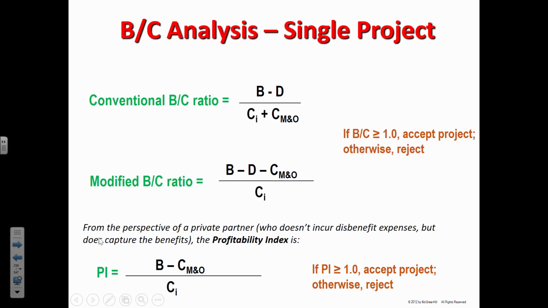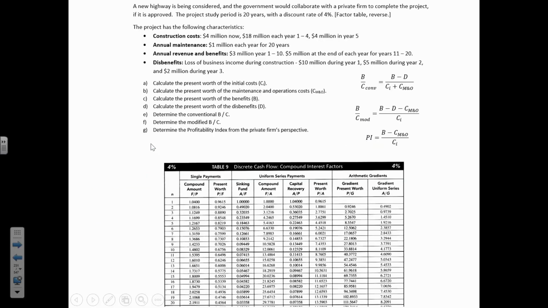And so if that private partner were going to assess the profitability index, then you'll notice what they would take into account would be the benefits minus the costs on maintenance and operation, the ongoing annual expenses, divided by the initial cost. And so the disbenefits are excluded because whatever disadvantages occur in a project aren't borne by the private partner. Remember, by definition, disbenefits are borne by the general public. So these are the formulas that we're going to apply in today's in-class exercise.